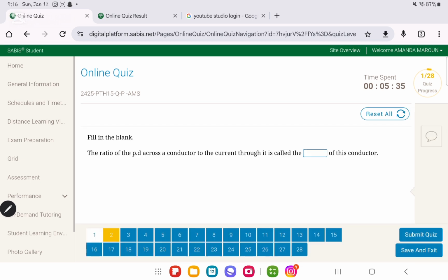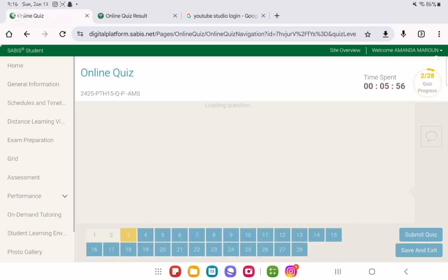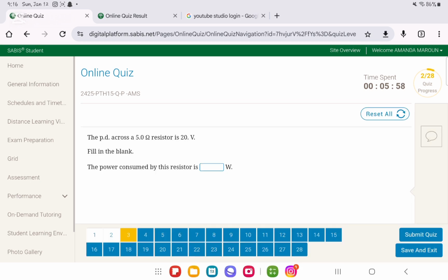We move on to question number 2. They told us the ratio of the potential difference, which is the voltage, across a conductor to the current, which means I, is equal to resistance. Ratio means divided. We know that the voltage or potential difference divided by the current, or I, is equal to the resistance of this conductor.